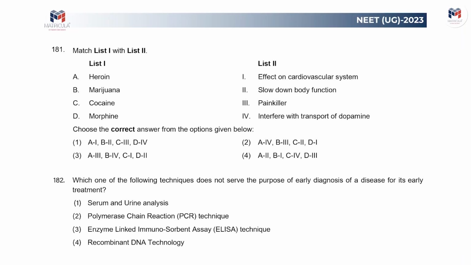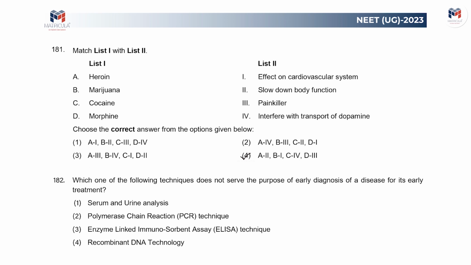Question number 181. Match list 1 with list 2. Choose the correct answer from the options given below. The answer is option number 4. A is matched with 2, B is matched with 1, C is matched with 4 and D is matched with 3.